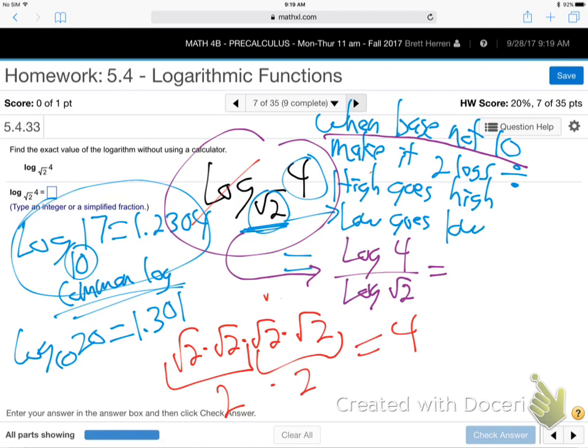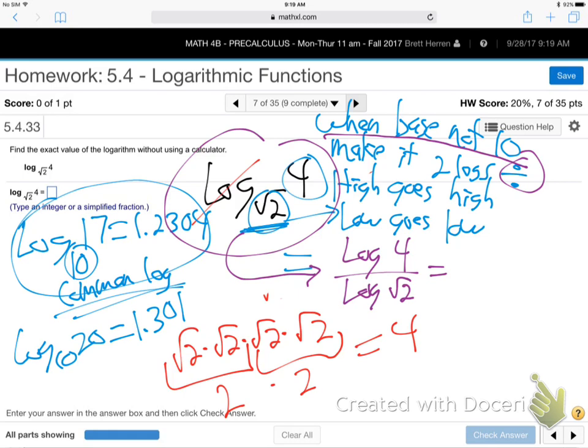So if the base is just 10, then yeah, just hit the button. That's what the button does, base 10. But if the base is not 10, it's something other than 10, then you need to make it into 2 logs divided. And how do you know which one goes in the top or the bottom? The higher one up goes high, the lower one down goes low.